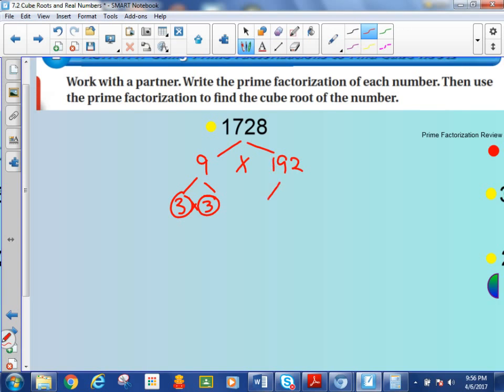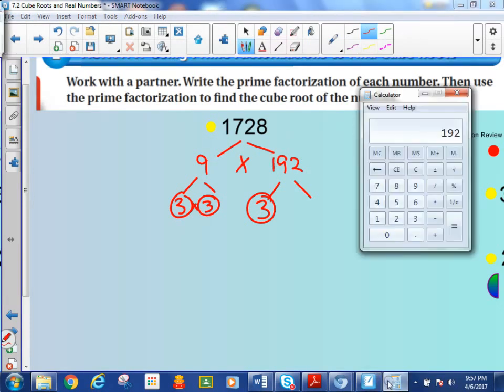So now I'm going to break down my 192. 9 plus 1 is 10, plus 2 gives me 12. So I know 3 will go into it because 3 will go into 12. Now that rule that I just used only works for 3 and 9. I can't use it for other ones.